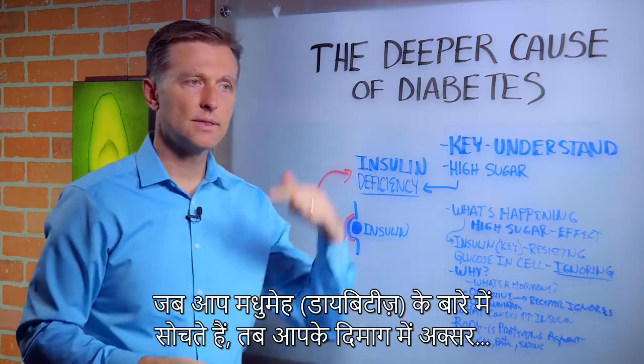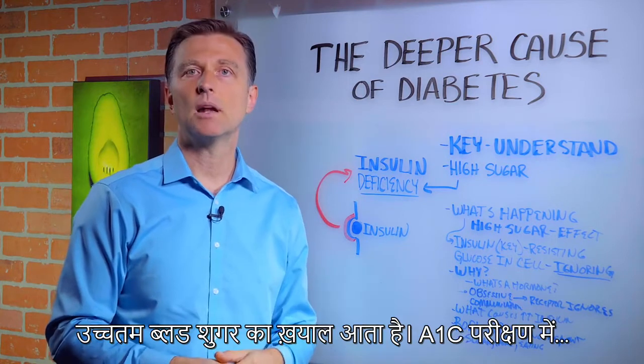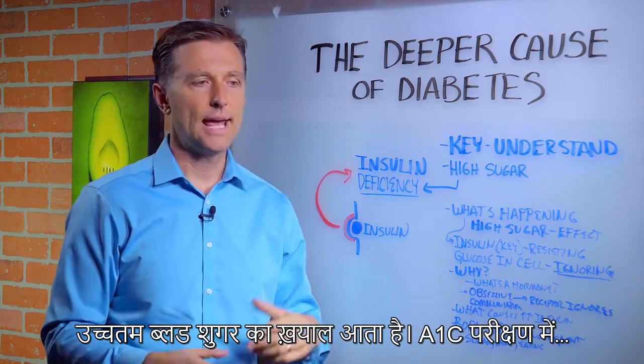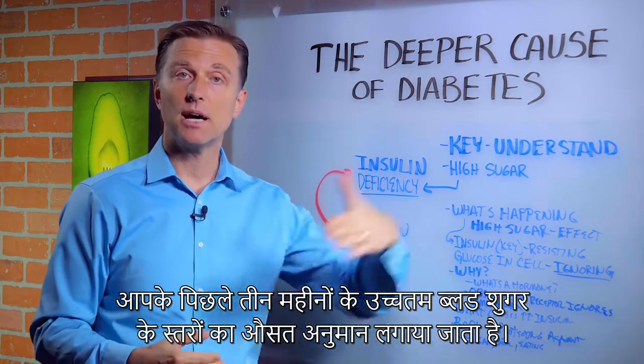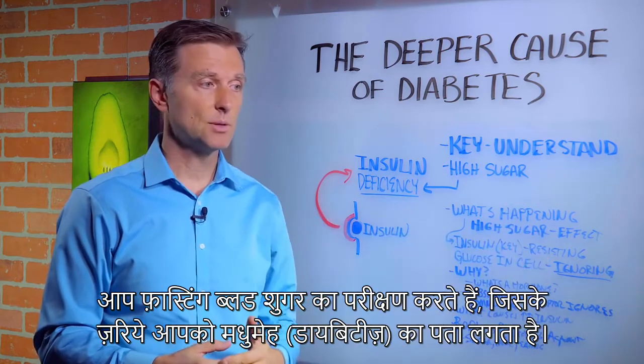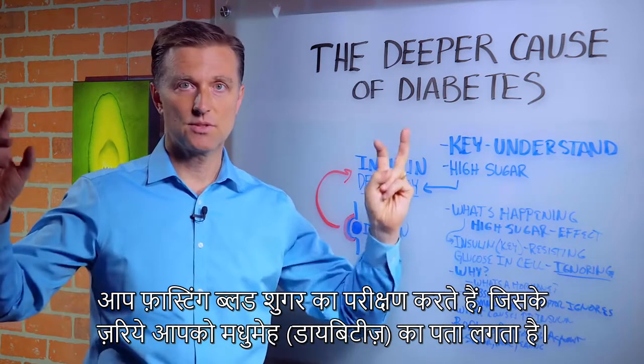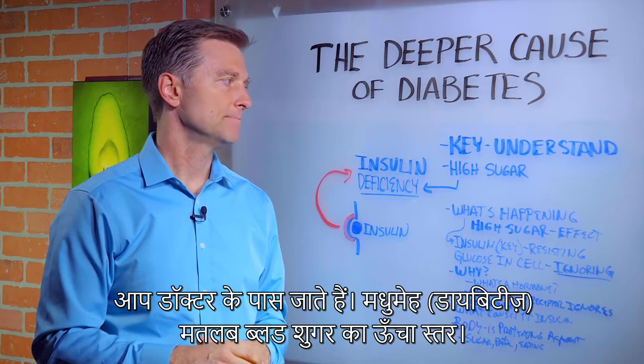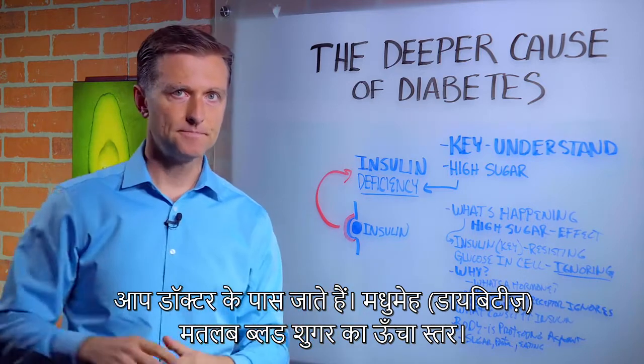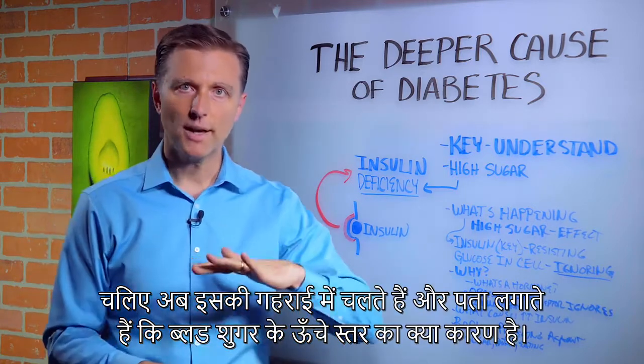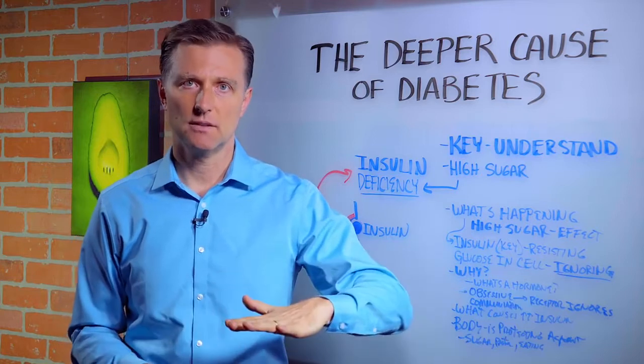Typically, when you think about diabetes, you always think about high blood sugar, right? A1C, it's an average of 3 months of high blood sugar. You do a fasting blood sugar. Okay, that's how you diagnose diabetes. Go to the doctor. Diabetes is high sugar, right? But let's go deeper. What causes the high sugar?